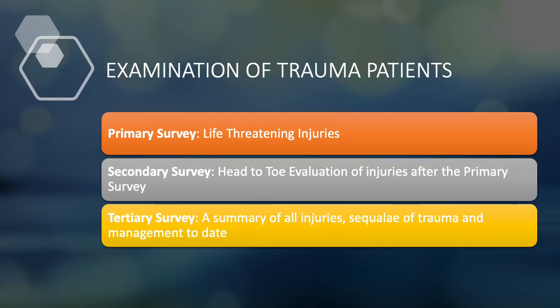Trauma patients can have a multitude of injuries. Traditionally, we examine patients by prioritizing the detection and management of life-threatening injuries before moving on to less serious injuries. The primary survey detects life threats, and we address those. Once those have been addressed, we move on to a complete head-to-toe evaluation of injuries, which is the secondary survey. The tertiary survey is a complete re-examination of the patient and review of all of their injuries, investigations, and management to date.